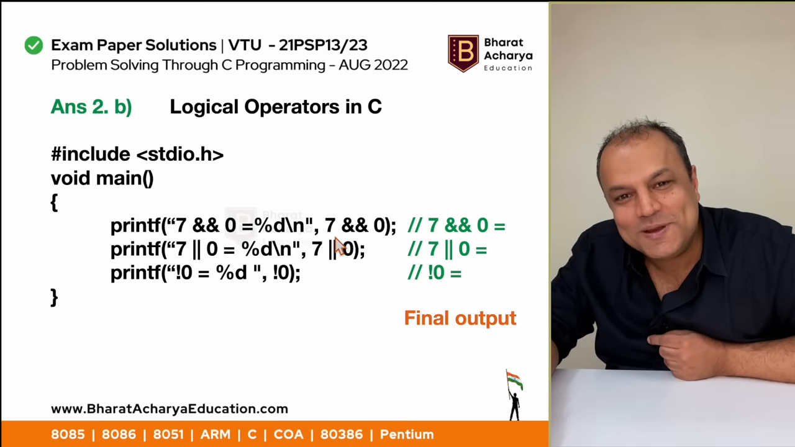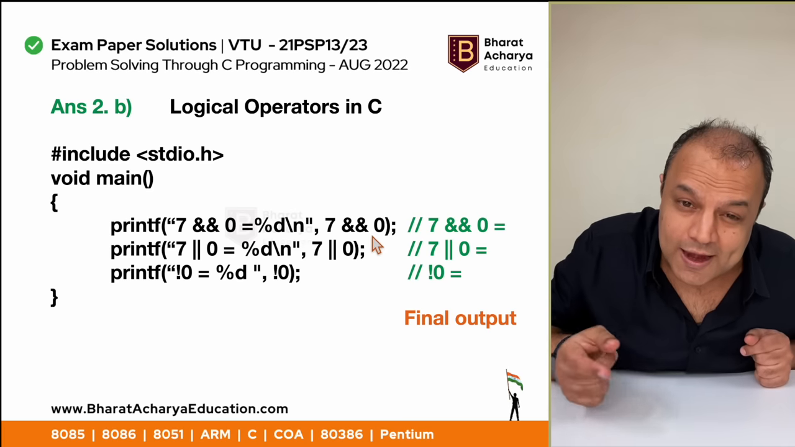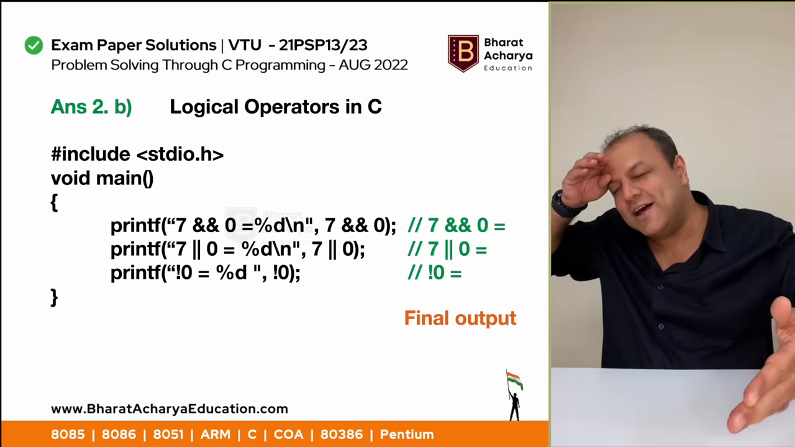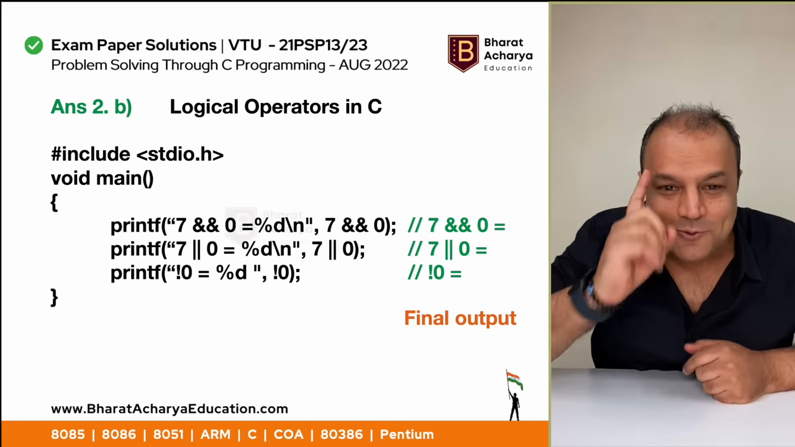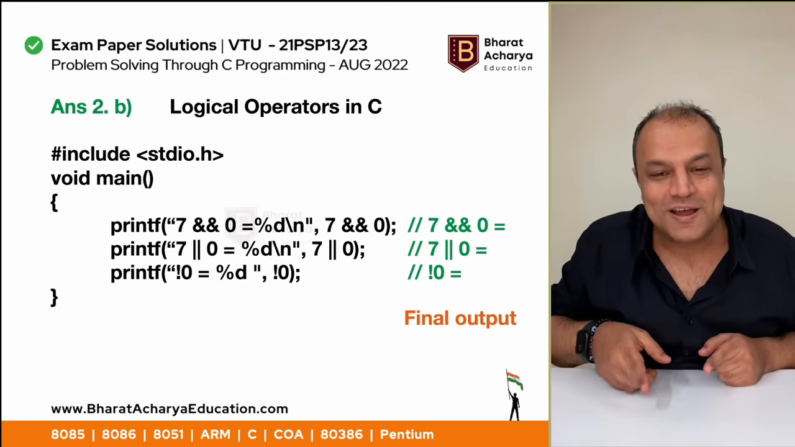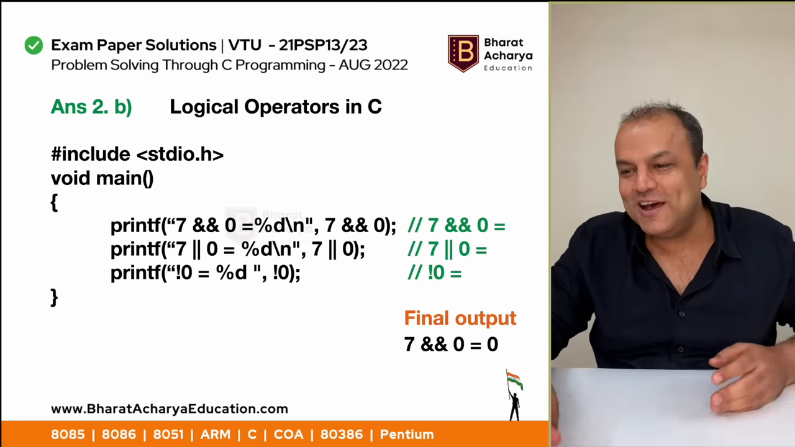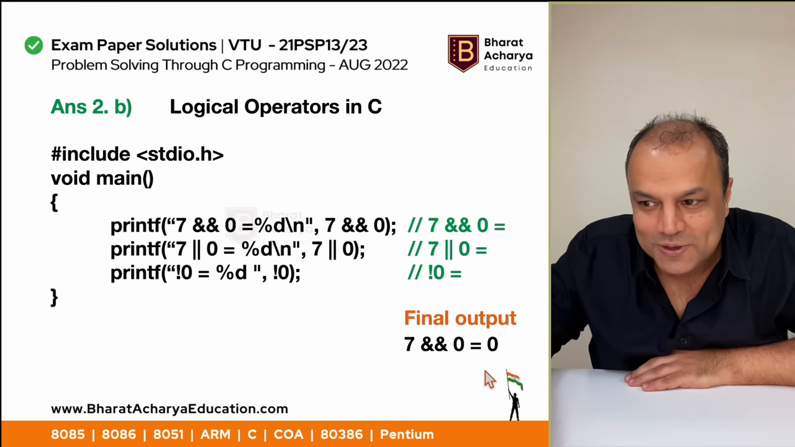Now look at this expression, 7 and 0. Anything and 0. In an AND gate, if one input is 0, the answer is, come on my friend, the answer is 0. AND gate will give you a 1 only when both inputs are 1. Are you clear? The moment anything is 0, the answer is 0. So 7 and 0 will give you a 0. That means over here you get a 0.